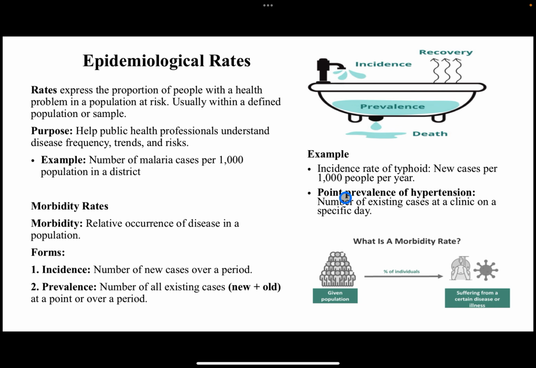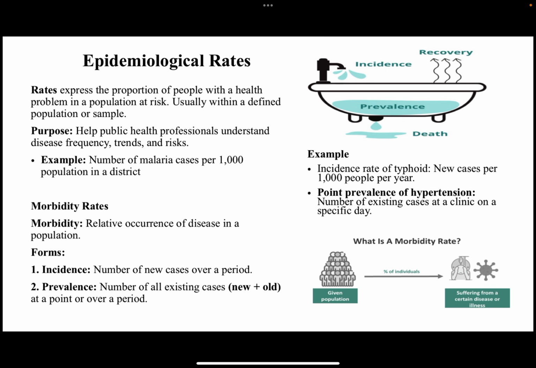We also have something we call point prevalence of hypertension, the number of existing cases at a clinic on a specific day. When we say point prevalence, usually we are looking at a specific point in time. That is when we use the word point prevalence. Sometimes they will use point prevalence.